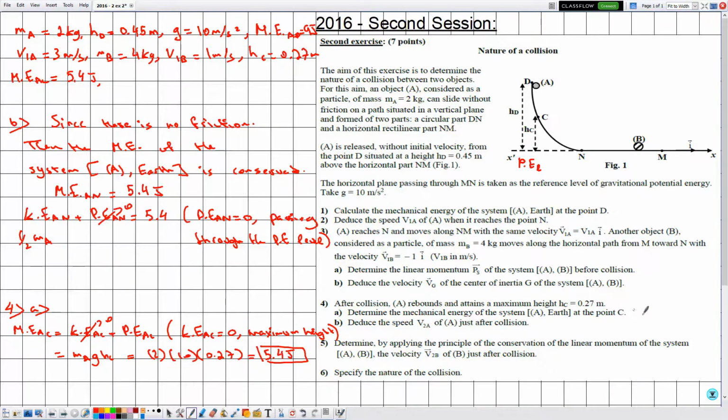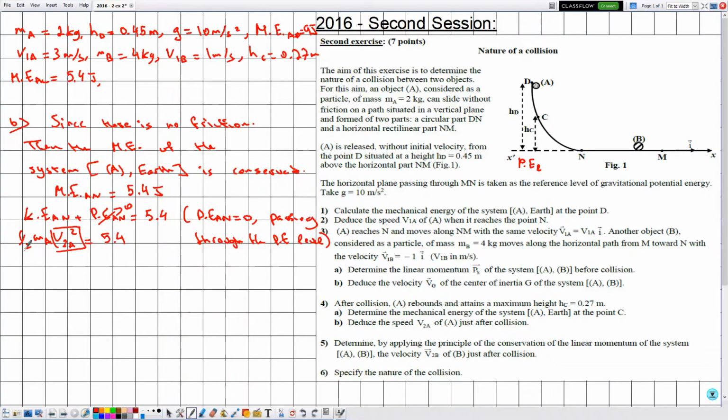Now we need to use the same notation. The speed is given by v2a, which is equal to 5.4, and we are interested in determining this value. So if we rearrange for v2a squared, then v2a squared is equal to 2 multiplied by 5.4 divided by ma, which is equal to 2 multiplied by 5.4 divided by the mass of A, which is given by 2, which is equal to 5.4, and this is the value of v2a squared. So in this case v2a would be given by the square root of 5.4.